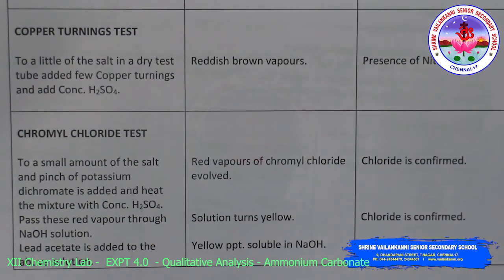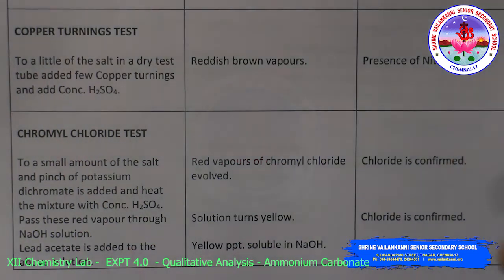To a small amount of the salt, a pinch of potassium dichromate is added and heated. Then the mixture of concentrated sulfuric acid is added, and the red vapors are passed through sodium hydroxide solution. The red vapors of chromyl chloride are evolved, so it indicates the chloride is confirmed.